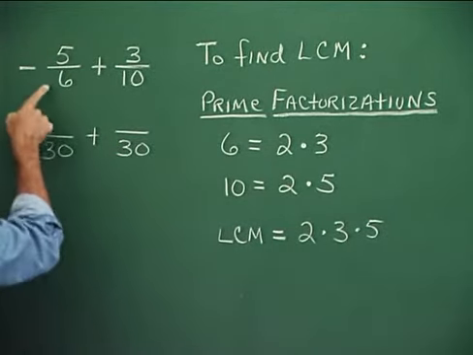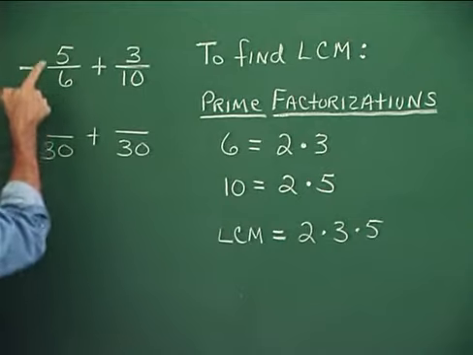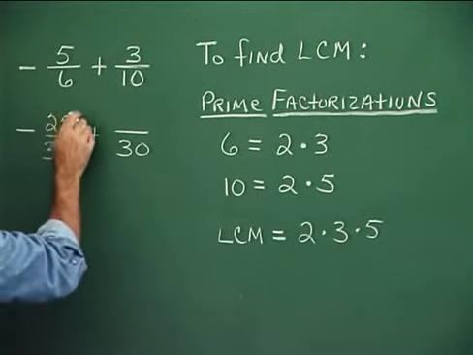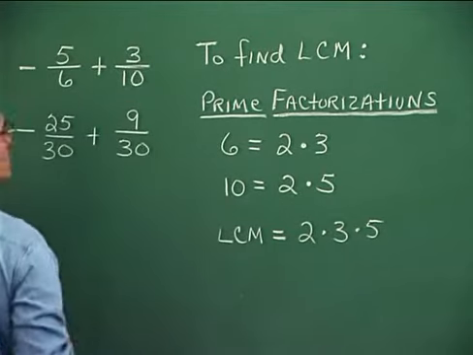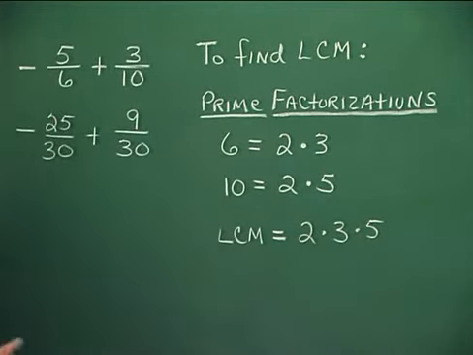It is, let's see, 6 into 30 goes 5. 5 times 5, 25. And 10 into 30 goes 3. 3 times 3 is 9. Now that's one way to do it. That's the way you probably learned in grade school.